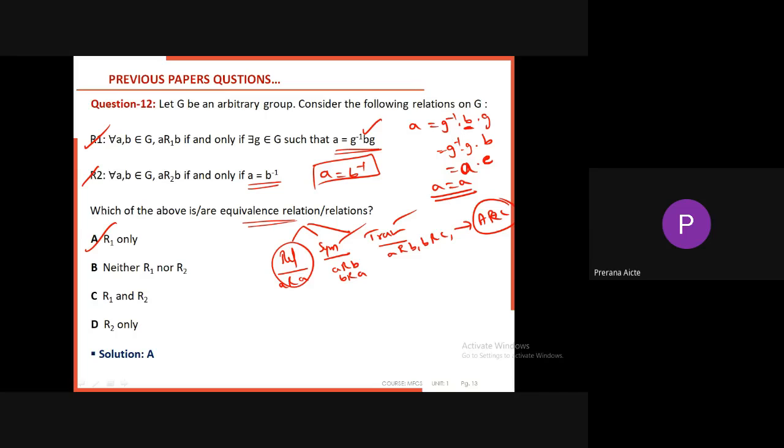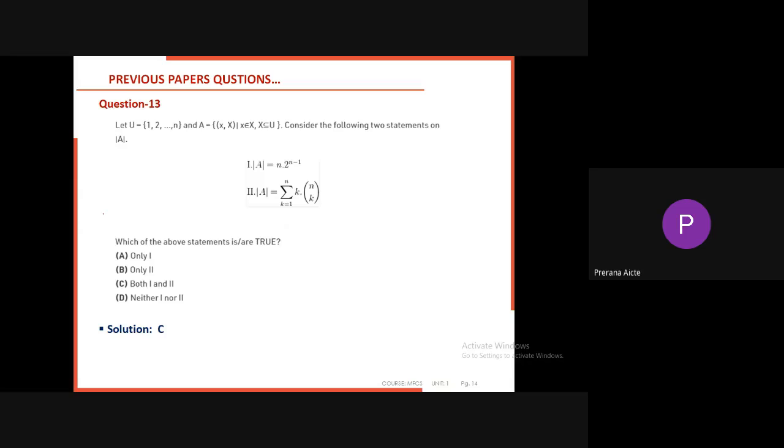So this is the 12th one. Next, the 13th one, the question is like this. Let U equal to 1, 2, 3 up to n be a universal set, and A is equal to the set of pairs x comma capital X such that x belongs to X and capital X is a subset or equal to U. Now consider the following two statements on the order of, that is, the cardinality of A, the number of elements in the given set.